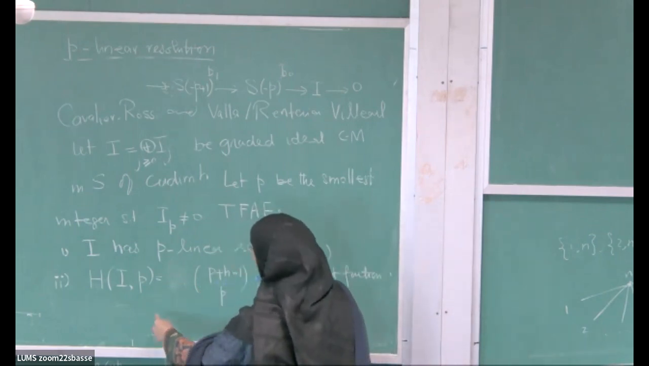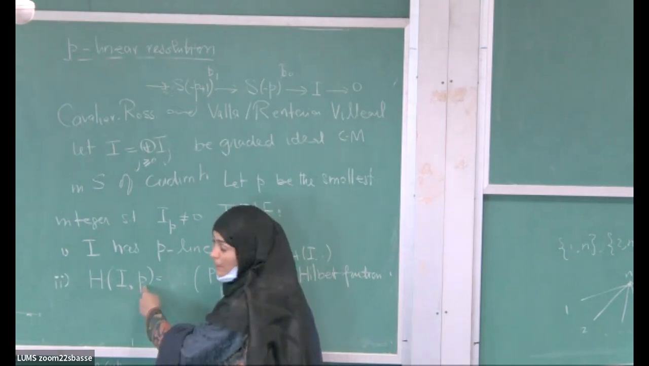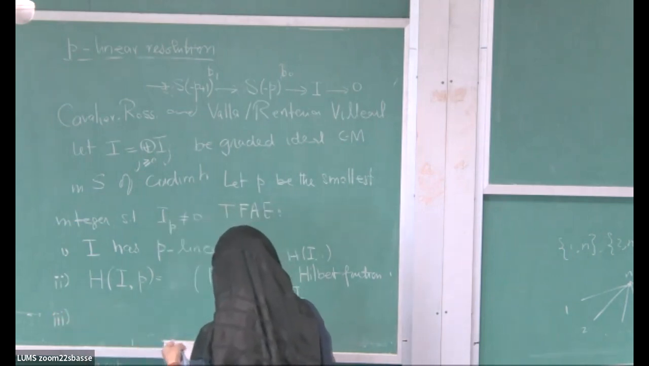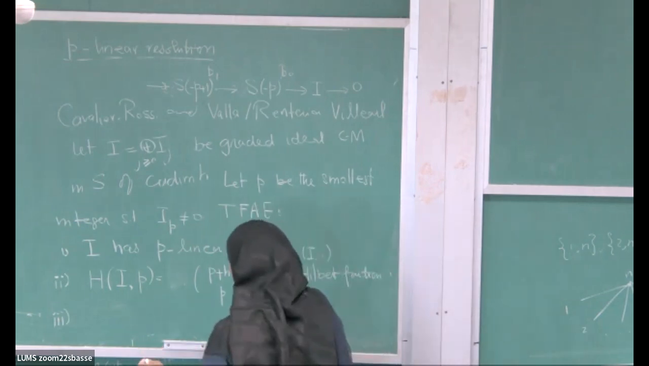So this means the monomials of degree P, right? And the other thing is you have also seen a lot of regular sequences in previous lectures.